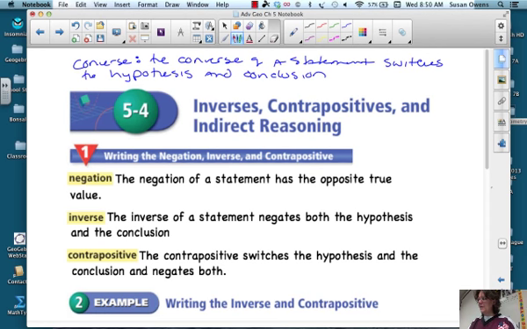Okay. So negation is when you take the opposite truth value. So to negate true is false, to negate false is true. Now we have two more types of statements that we need to learn about. First one is inverse. The inverse of a statement negates both the hypothesis and the conclusion. So the inverse negates them, but it doesn't switch them. Okay? And then the contrapositive switches the hypothesis and conclusion, and it also negates both.